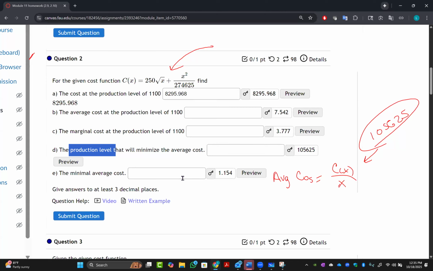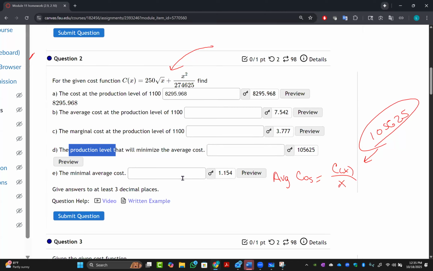Haven't you ever gone online and it's like if you buy one, it's this. If you buy 10, it goes down. If you buy 100, it goes down. They want to incentivize you to buy more, and the shipping doesn't really go up. The more you buy, the happier they are, they'll give you more of a discount. That's what we're saying here. If we buy 105,625, we get the best price from the manufacturer.